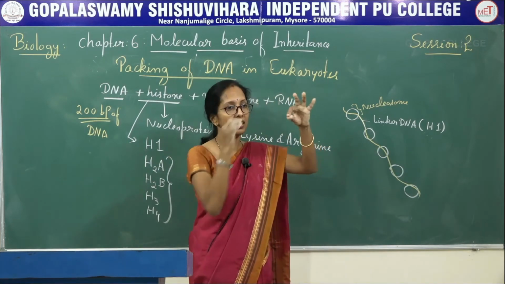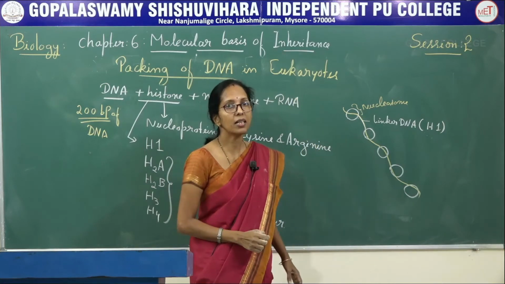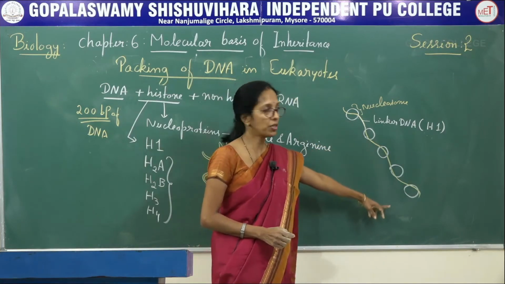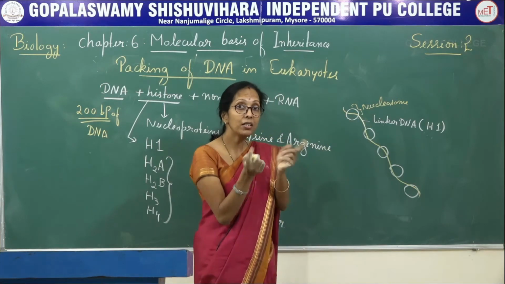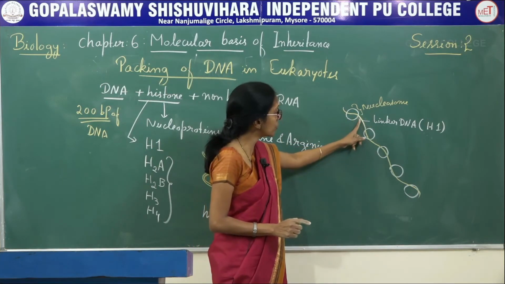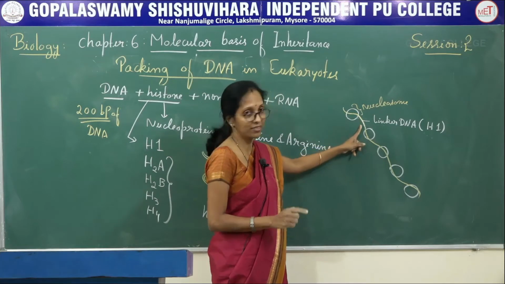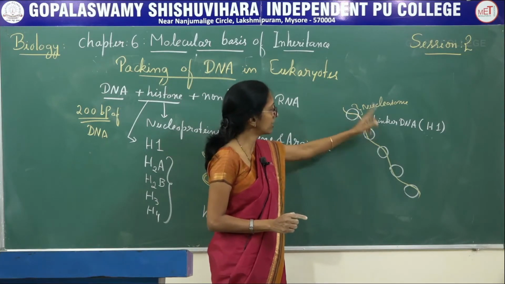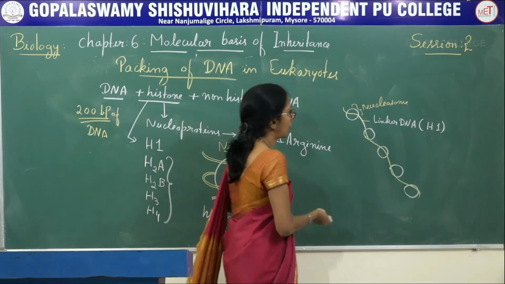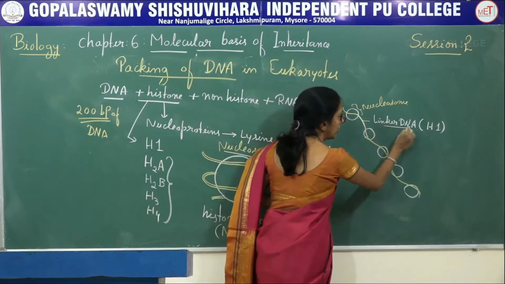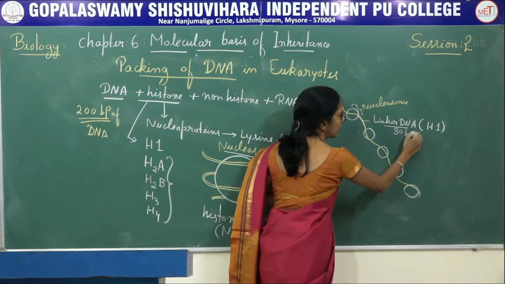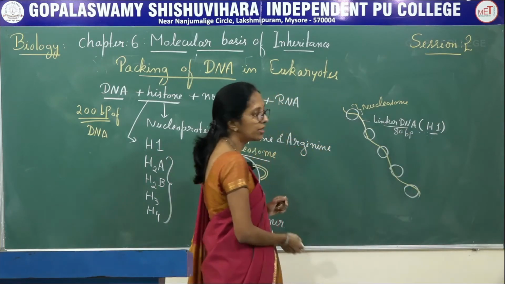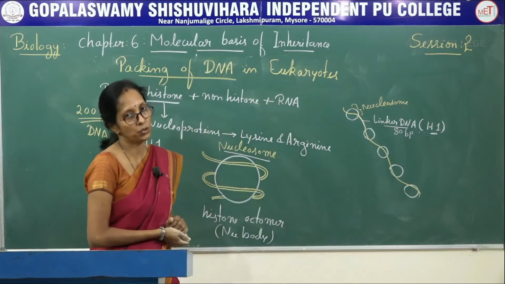It looks like beads strung on a thread. That is the beaded structure. So each bead is nothing but a nucleosome. So between the nucleosomes you can see there is a presence of DNA that extends from here to here, that is said to be linker DNA. Approximately this linker DNA is made up of 80 base pairs and associated with the H1 histone.